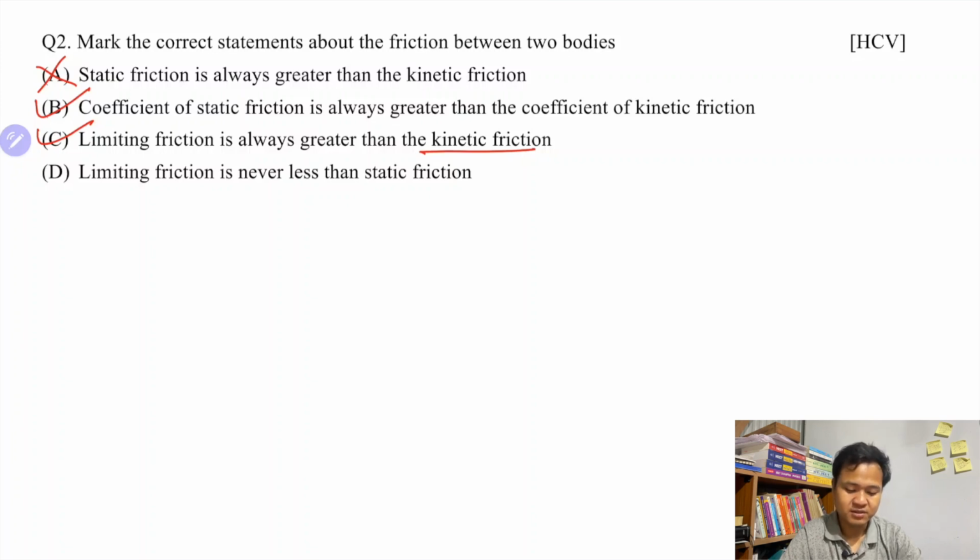Now option D, limiting friction is never less than static friction. As usual, limiting friction is the maximum value of static friction. Therefore static friction will always be less than or equal to the limiting friction. So the answer is B, C, and D.